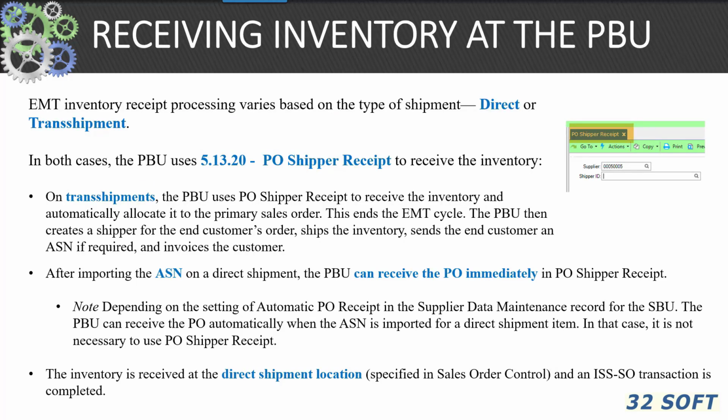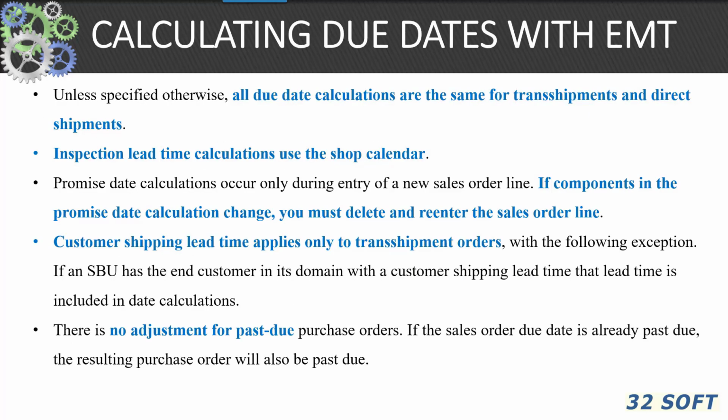Receiving inventory at the primary business unit, again, is based on trans or direct shipments. In both cases, the PBU creates 5.13.20, a PO shipper receipt, to receive in the inventory. So on transshipments, the primary business unit just goes ahead and receives as a regular receipt. That basically ends the EMT cycle. And with direct shipments, inventory is received at the customer and an ISSO transaction is completed.